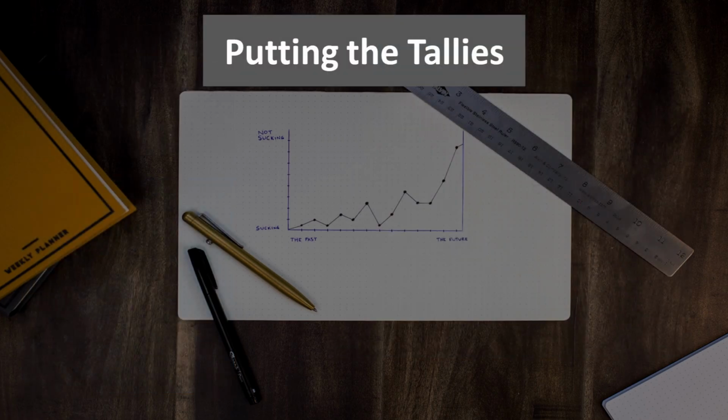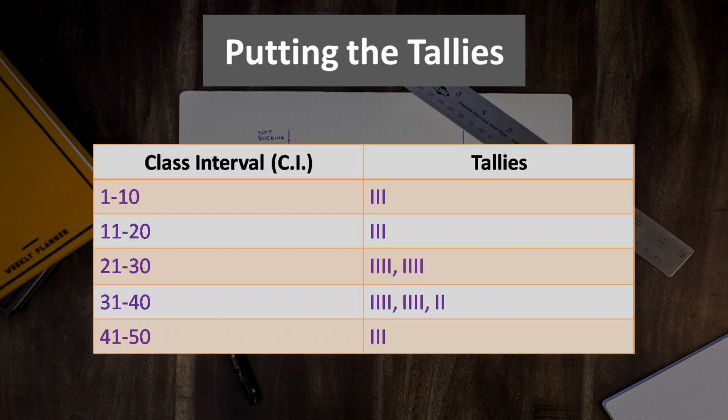The fifth step is putting the tallies. We have already decided the classes: 1 to 10, 11 to 20, 21 to 30, 31 to 40, and 41 to 50. Already 30 individual scores are with you. So you have to go through each score and see how many scores are between 1 and 10, and here you have to make the tally marks. That's called the tally mark. Here you see 3 lines, I have put 3 tallies. It means 3 scores are there within the class of 1 to 10.